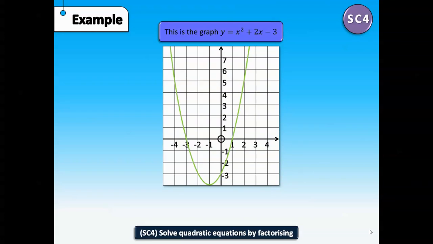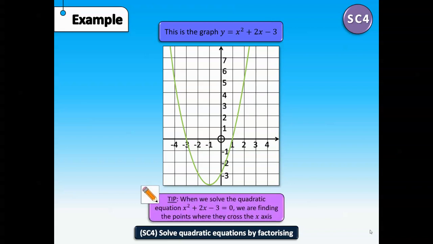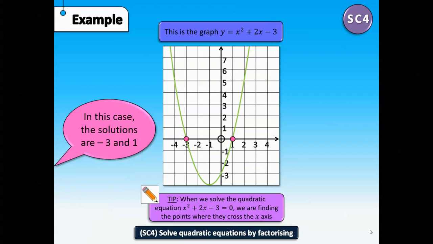So this is the graph of y equals x squared plus 2x minus 3. When we solve a quadratic equation, x squared plus 2x minus 3 equals 0, we are finding the points where the curve crosses the x-axis. Now we can see from the graph that the curve crosses the x-axis at 1 and minus 3. So that means x equals minus 3 and x equals 1.